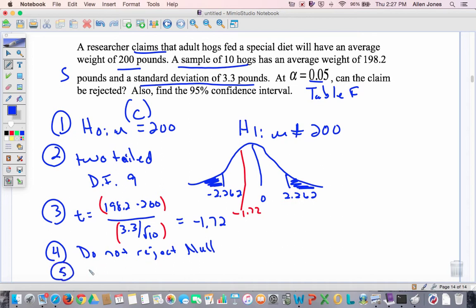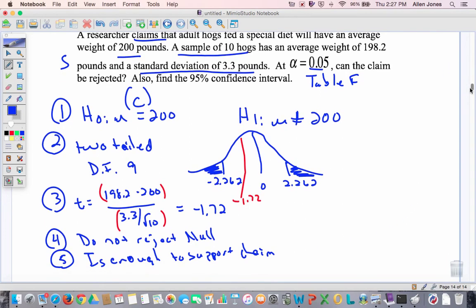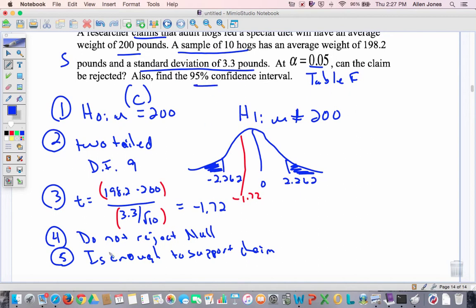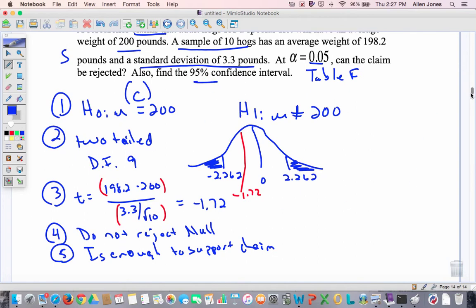And step number 5, because we did not reject the null and the null is the claim, there is enough evidence to support the claim. I left the word evidence out. Step number 6, we're constructing our confidence interval.